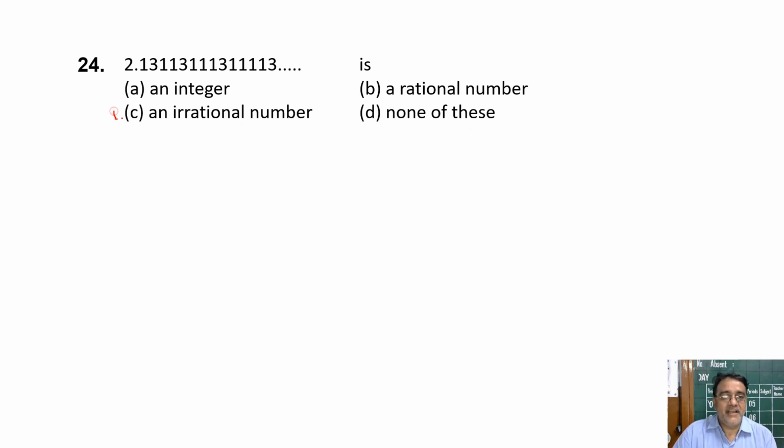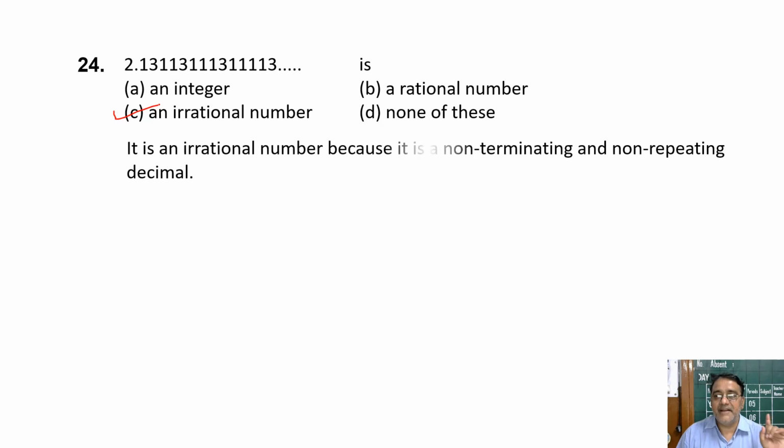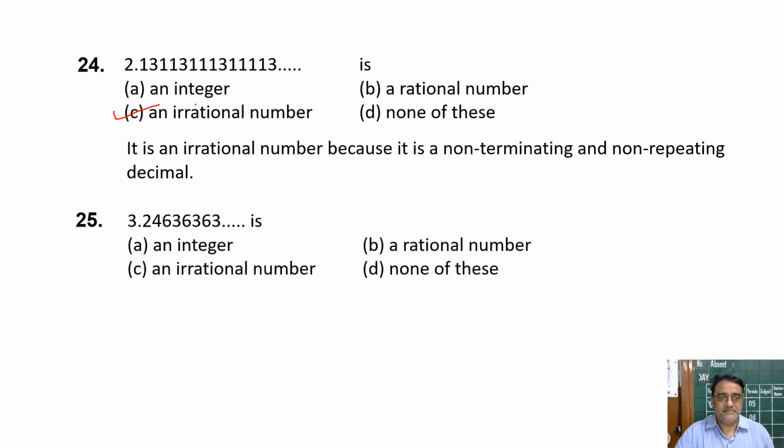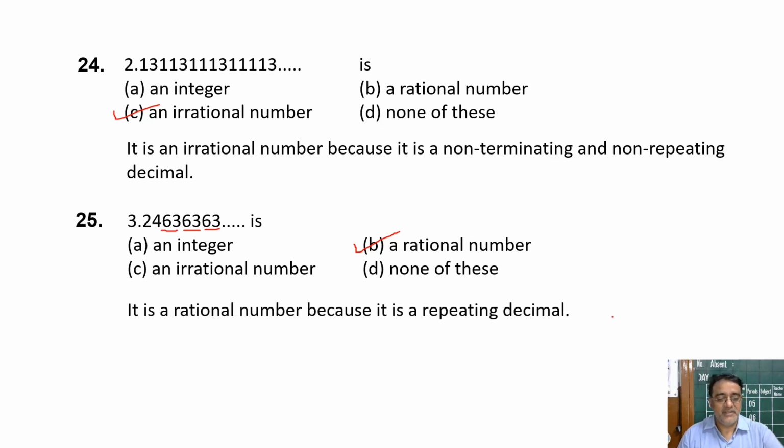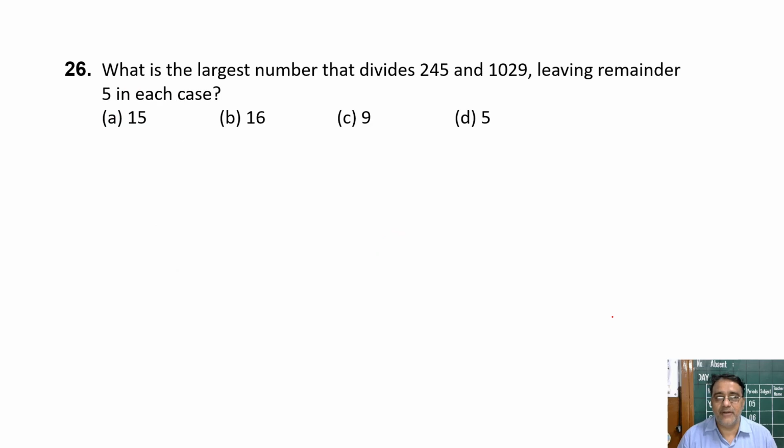It is an irrational number. Why? Because it is a non-terminating and non-repeating decimal. Okay. So now 25th question. 3.24636363 and so on. So it is an integer, a rational number, an irrational number, or none of this. Rational number. Very good, rational number. Because it is a non-terminating repeating decimal. Okay. So now we are moving toward question number 26.